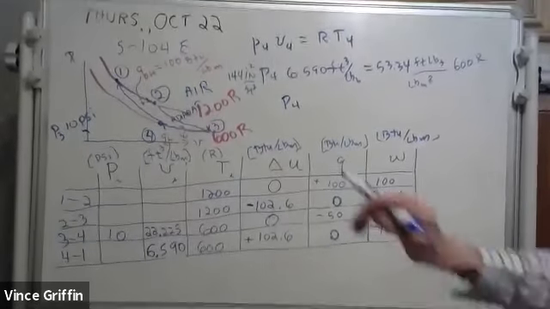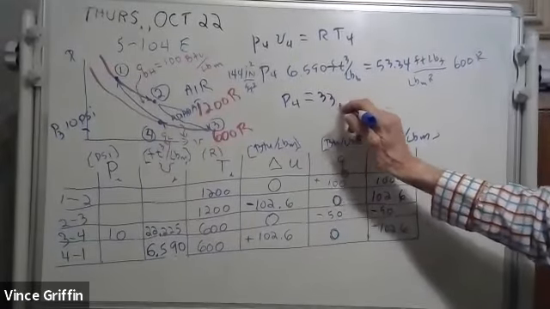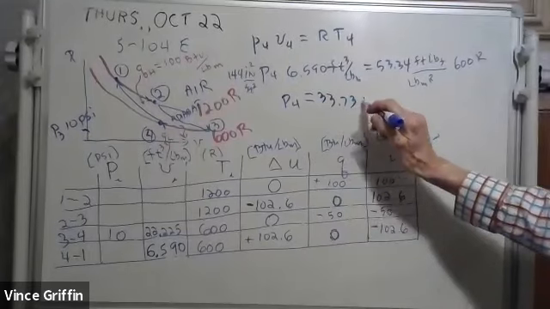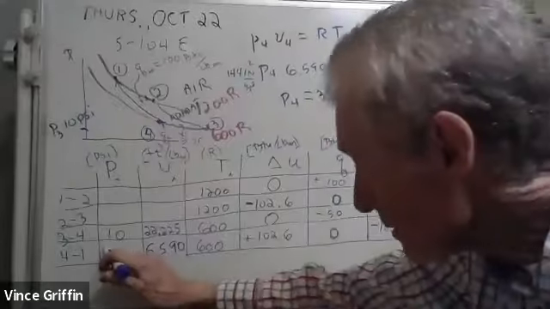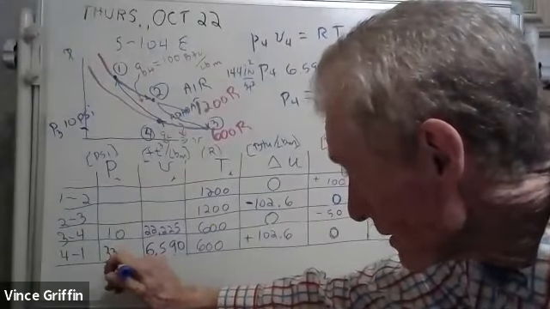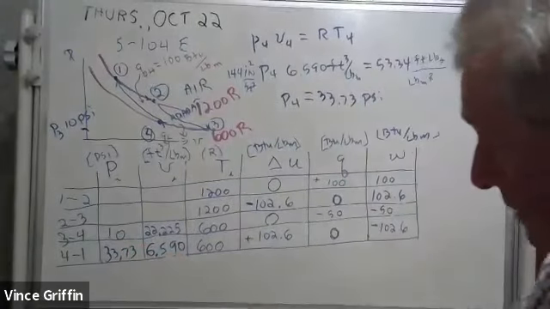I wonder if anybody got 33.73 PSI. If you did, say uh-huh. Uh-huh. That's what I like to hear. Well, let's put it in here. 33.73. We're learning how to do this.